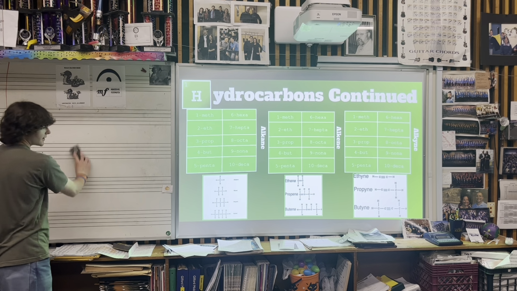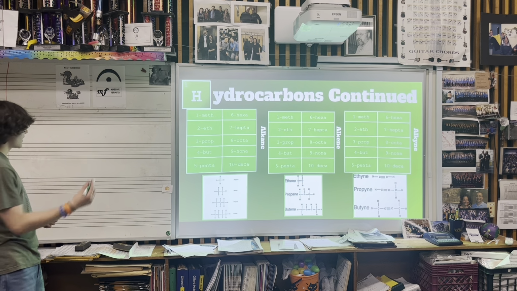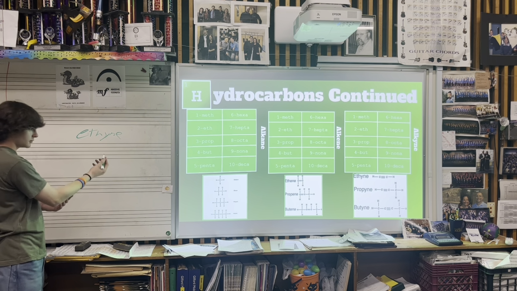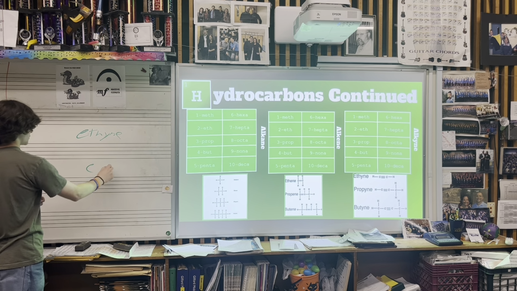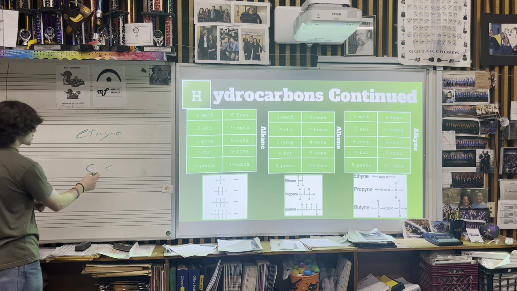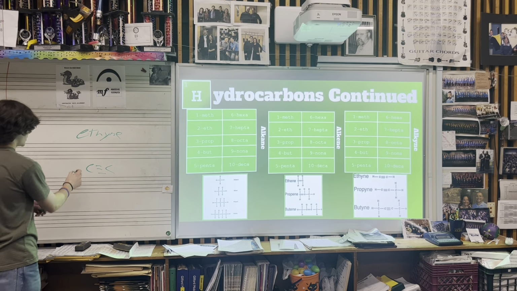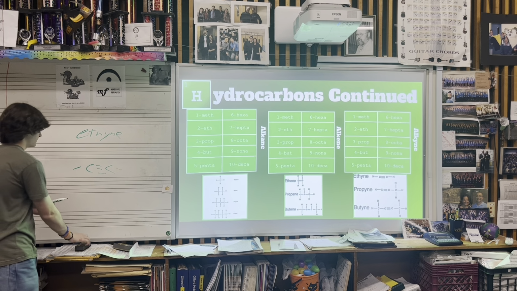Then moving on to the ynes, the alkynes, you're going to have ethyne. That's 2, so you're going to have 2 carbon atoms, and alkynes have a triple bond, so there's 1 triple bond here. In order to get it to equal 4, it's just 1 more bond on each side.